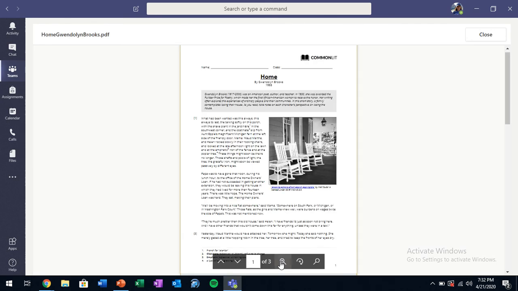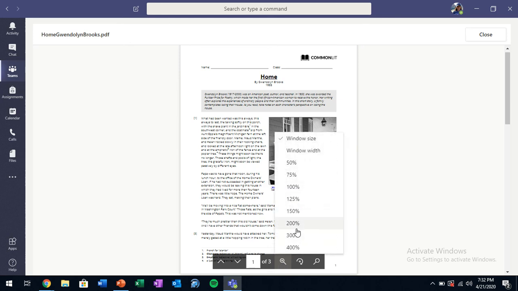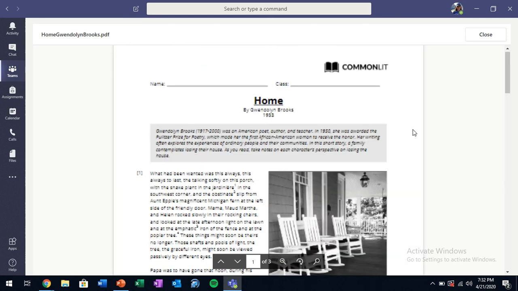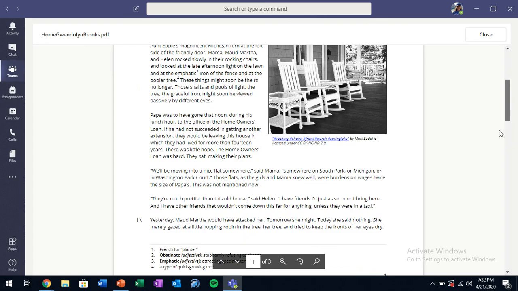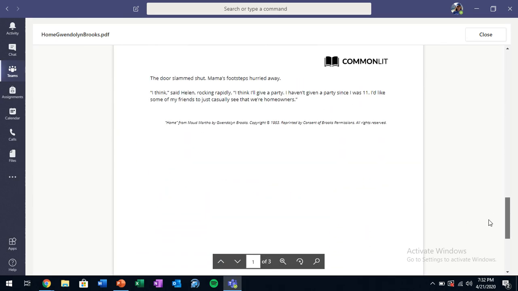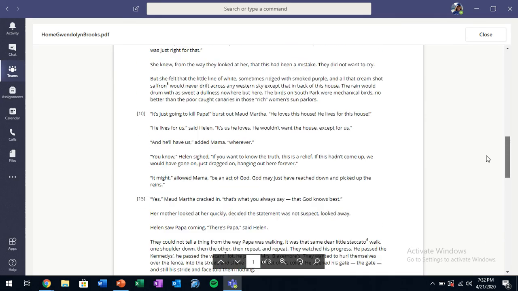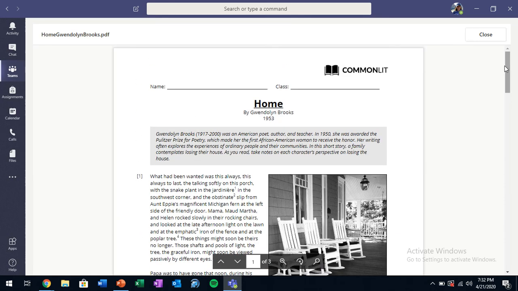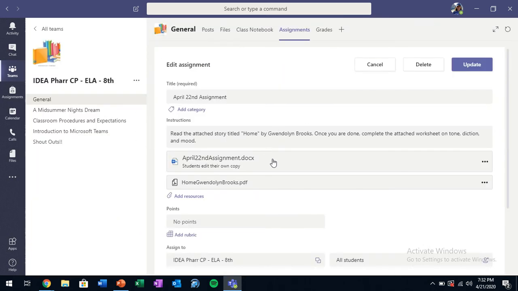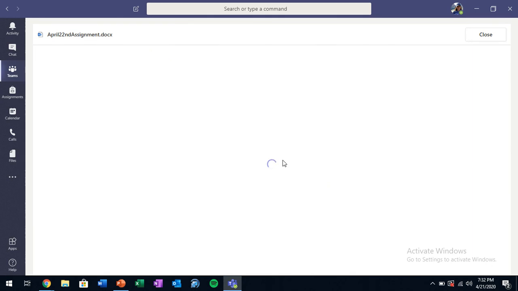It's a short story, you all. It's not even 3 pages. It's like 2 pages and then like 3 lines. So this will not take you long. It's a pretty easy read. And then you're going to look at this sheet here, on tone, diction, and mood.